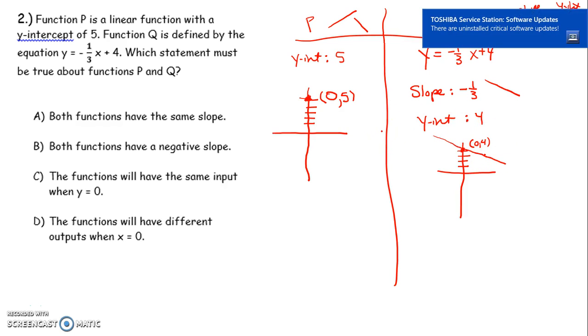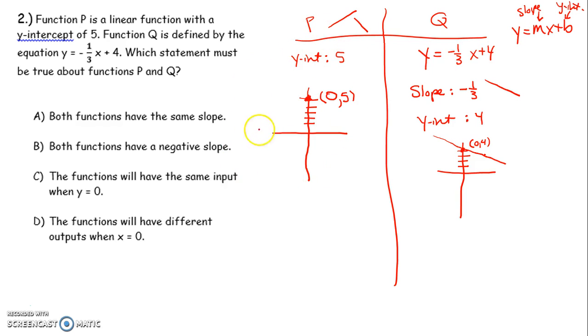Okay, and they want us to just compare these. It says both functions have the same slope. Well, we don't have any idea what the slope of function P is. The only thing they gave us was the y-intercept. So I know the slope of function Q. I have no idea what the slope of function P is. That doesn't have a possibility of being answered. Both functions have a negative slope. Well, function Q has a negative slope, but as we talked about, we only know about the y-intercept of function P. I don't know if it has a positive or negative slope. I wasn't given that information.